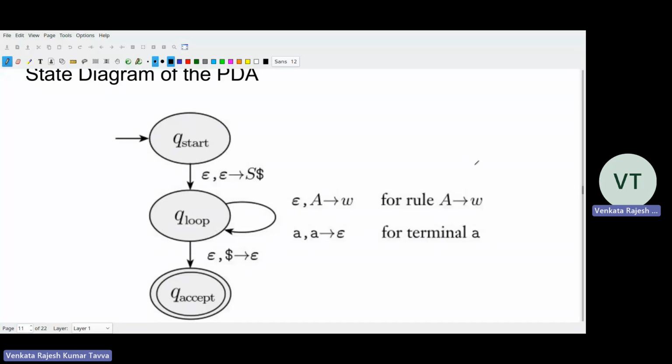Okay. So if you are given a grammar with rules like this, like A goes to W, and with terminals, then you build a PDA with basically three states: start state, loop state, and accept state. And if you are in the start state, you just push a dollar and the start symbol onto the stack. And every time you see a variable on top of the stack, you pop it and push one of its right hand sides of the rule, right?